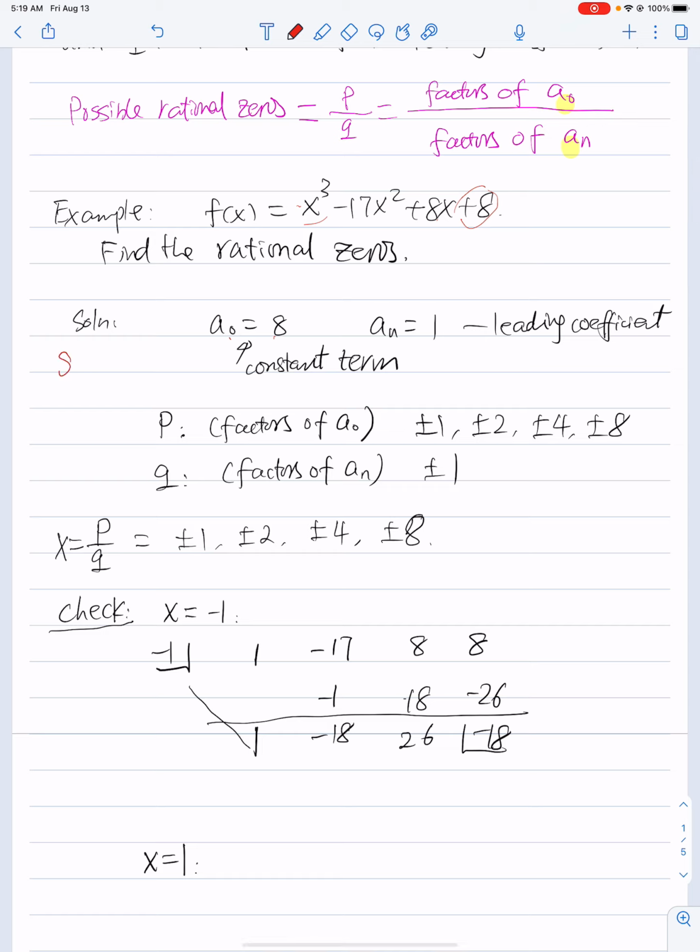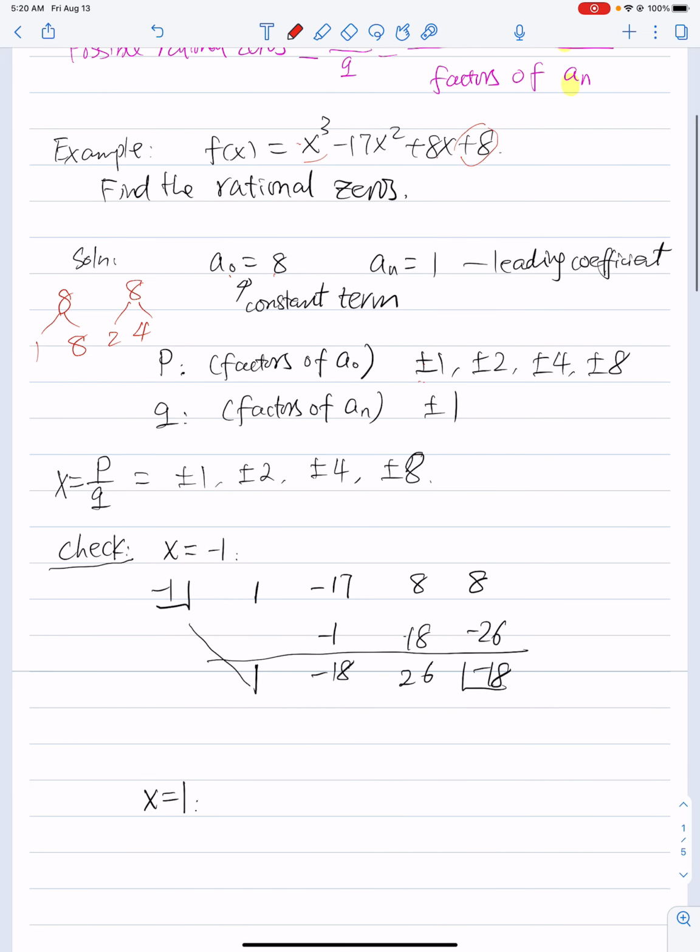So what are the factors of a0? 8. What could you multiply to make 8? 1 and 8, or what? 2 and 4. You with me? But do not forget what? Plus or minus. This is very important. How could you find the factors? Just do it like 1, 8, 2, 4, or whatever multiplies to give you this number. At the q, the factor of 1 is only 1, so do not forget what? Plus or minus.